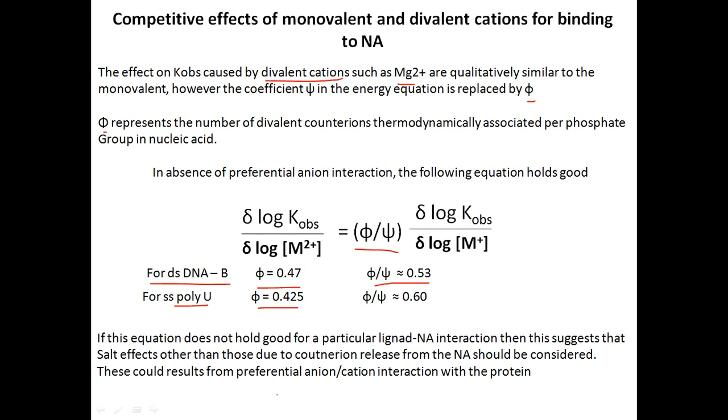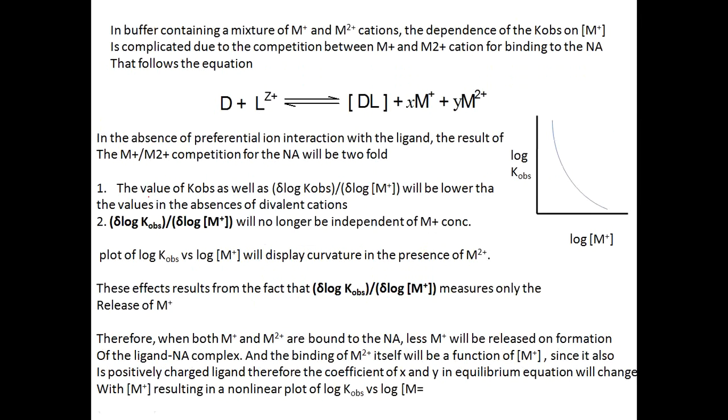So we have seen that the divalent cation has a stronger interaction than the monovalent cation, and it will affect the binding of the ligand to the nucleic acid. So let's see how the thermodynamic equation, the equilibrium, changes with respect to this.